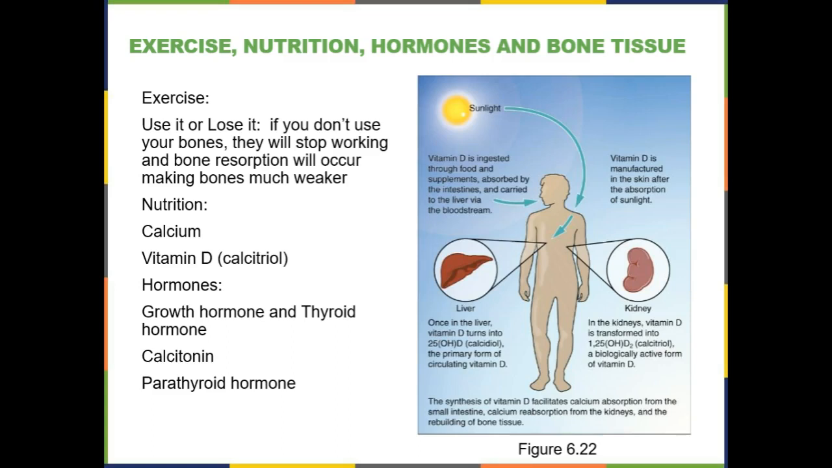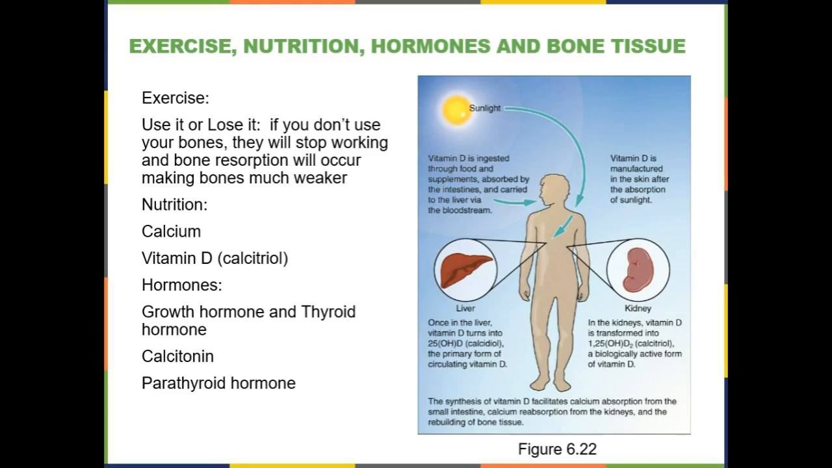You've all heard the saying, use it or lose it. This applies to muscles, and it also applies to bones. If you're not using your bones, then you're not going to produce more bone tissue. There's no point in using energy to make bone. In this case, bone-breaking cells, osteoclasts, are going to resorb bone and release the calcium so the calcium can be used for other functions.